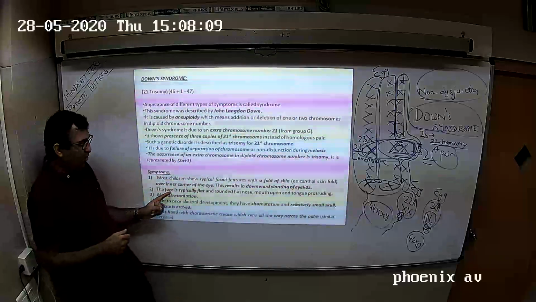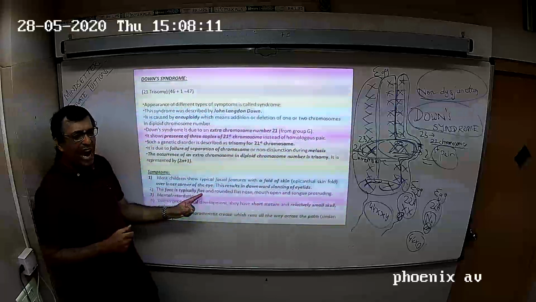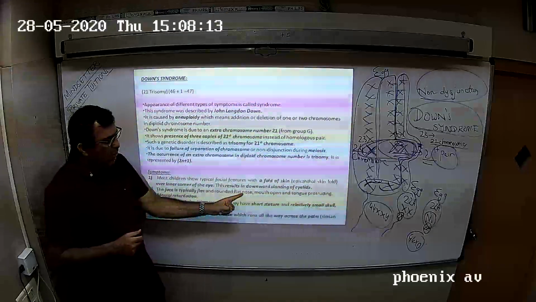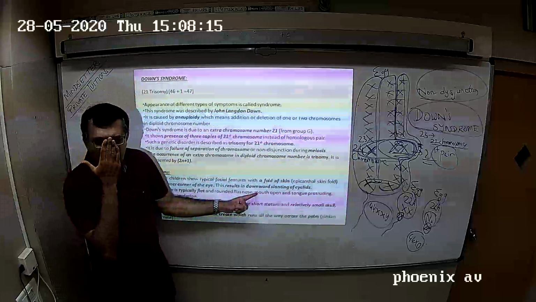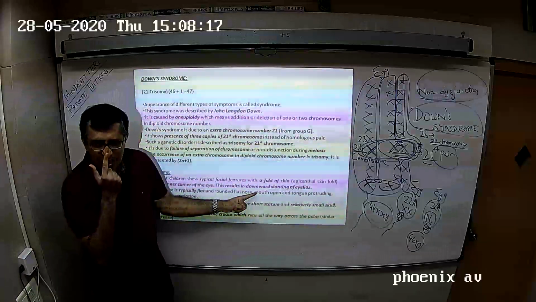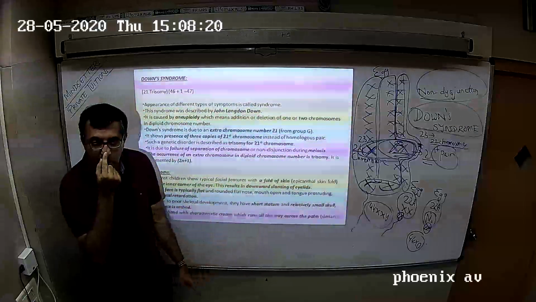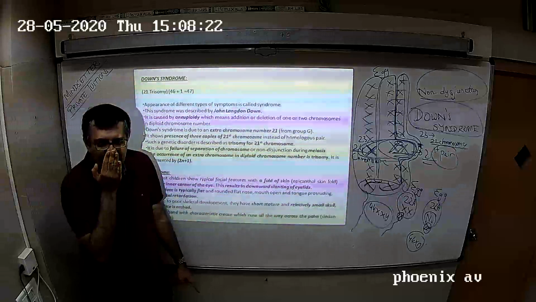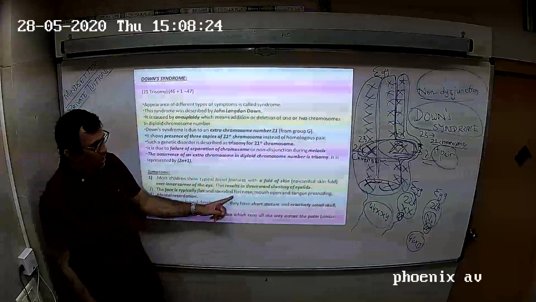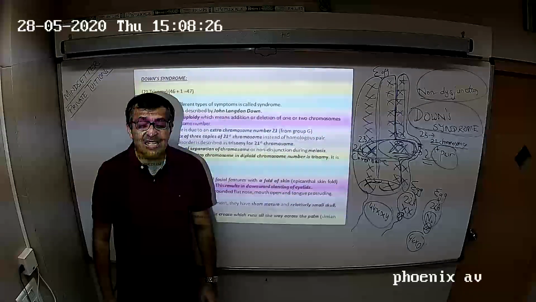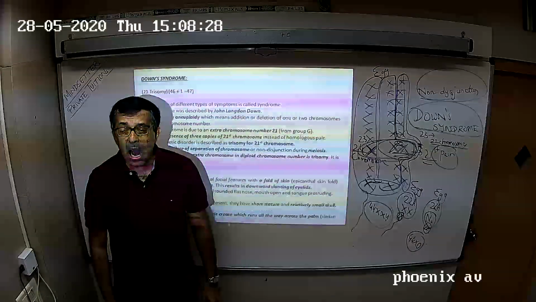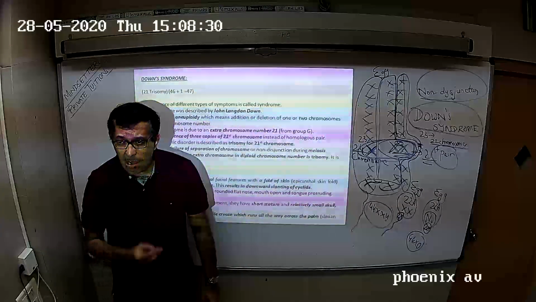Along with it, the face is typically flat, with a rounded flat nose. The nasal bone does not develop, and he has a rounded nose. Mouth is open and tongue is protruding. Mouth open and tongue protruding out.